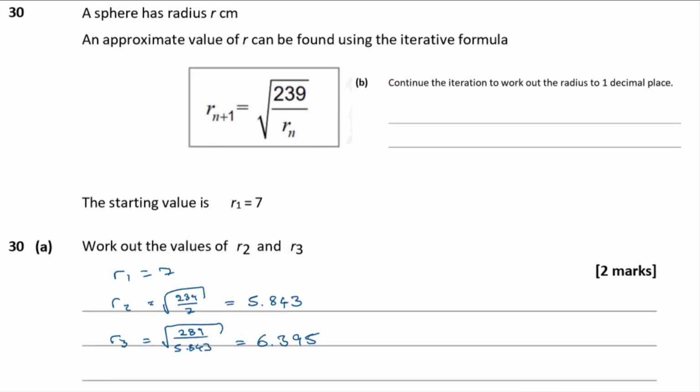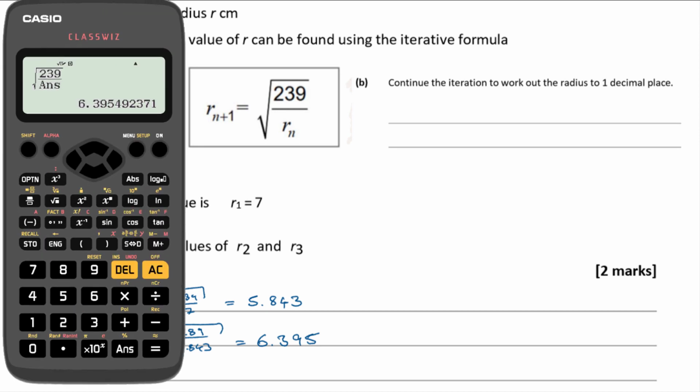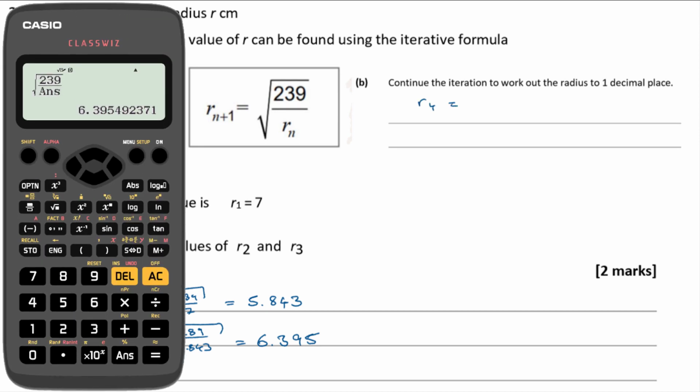Part B says continue the iteration to work out the radius to 1 decimal place. So basically we're just going to have to keep on finding more and more values until it settles down on the first decimal place and we start getting the same answer over and over again. So we've already got r_3, so let's go on to find r_4. Again, I'm just going to press the equal button. That's going to feed in my r_3 value and give me the r_4 value.